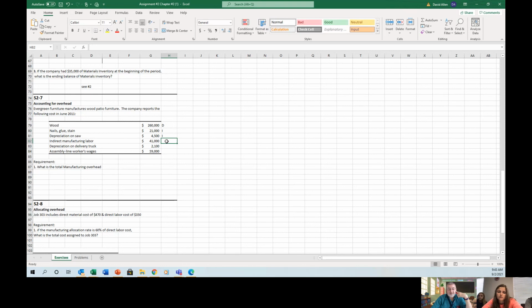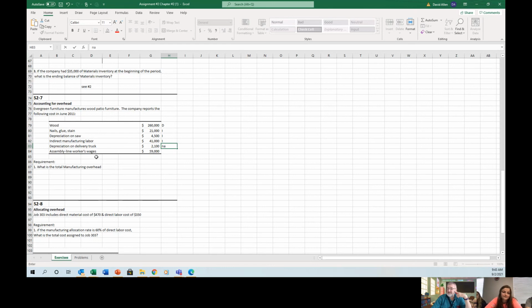Indirect manufacturing labor, is that direct or indirect? Indirect. You'd be surprised, people get that one wrong. The depreciation on the truck, indirect. It's indirect, but is it part of the manufacturing costs? No. So in this case, we're going to put NA in that one because it doesn't apply.